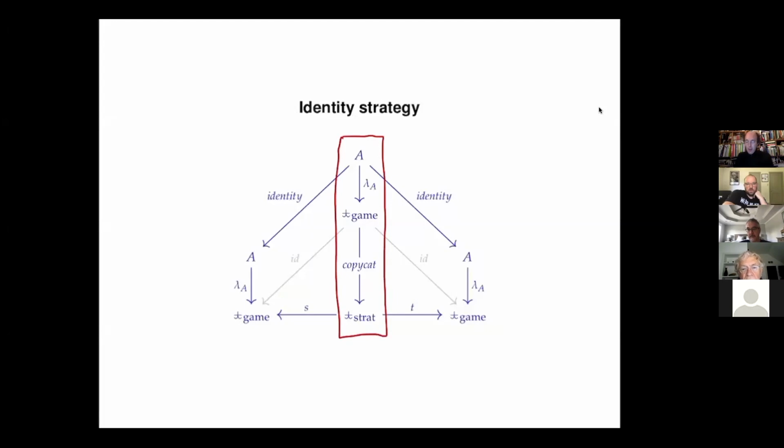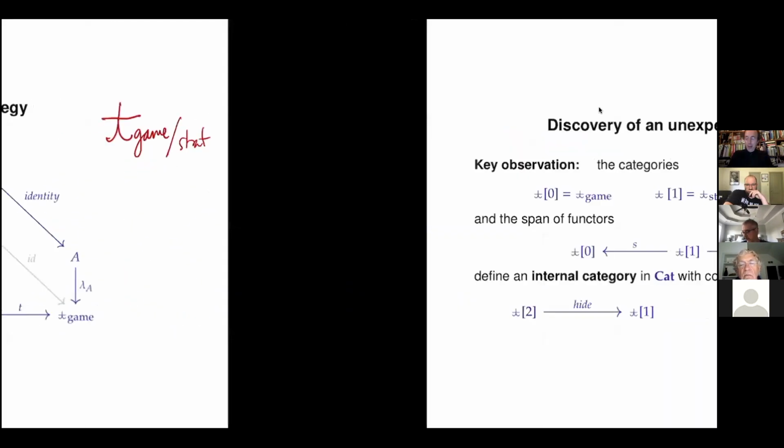What I'm doing here is I'm using structure on these categories: game, strat, and int, to correlate the usual definitions of composition and identity in the category of spans. Here, spans of functors, and what I have in mind is a category of games and strategies.